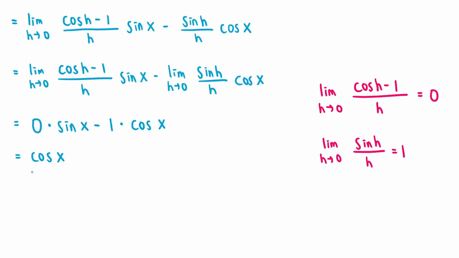We started with the limit definition of the derivative of sine of x, and ended up with cosine of x. So the derivative of sine of x is cosine of x.